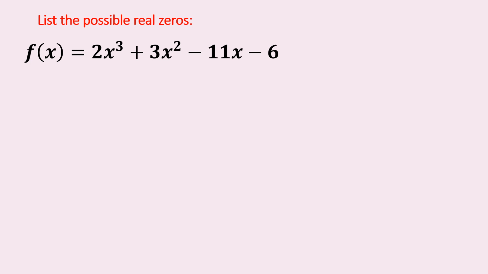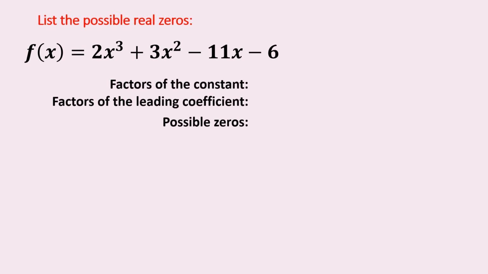As a first step, we want to list out all the possible real zeros, and we can get that from the equation itself. Notably, we want to look at the constant, which is the number at the end here, and list out all the factors. When we do that, we're going to ignore the sign of it. We're just going to treat it as a positive 6. And we're going to list out all the ways that we can multiply two numbers and get 6. For example, 1 times 6 or 2 times 3. So the factors of the constant are 1, 2, 3, and 6.